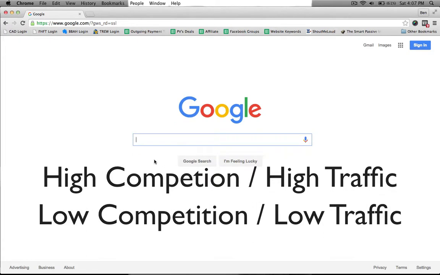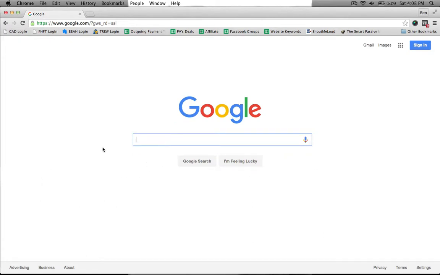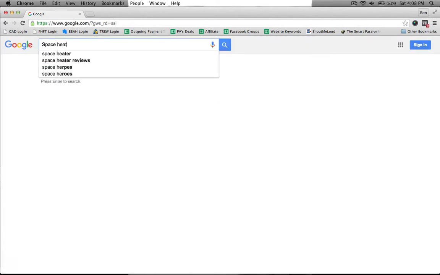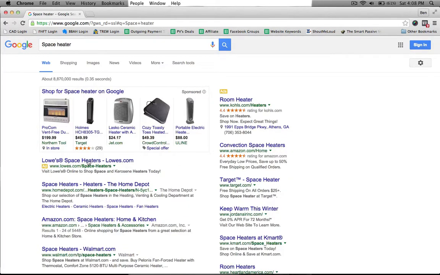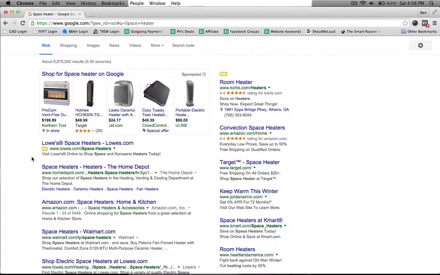So I'm just going to come up with something here off the top of my head that we can get an example going with. Let's see here. I'm looking around my office, and I see a space heater. Let me just type in space heater. Now, space heater, as odd as this sounds, is a very direct, short keyword, and there's a lot of competition here.